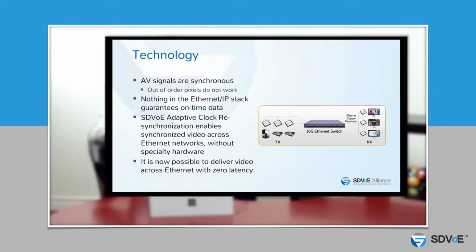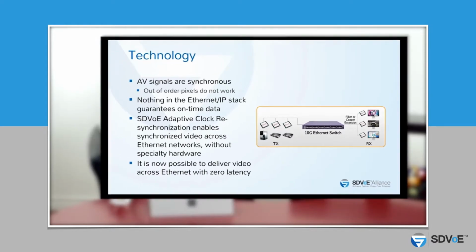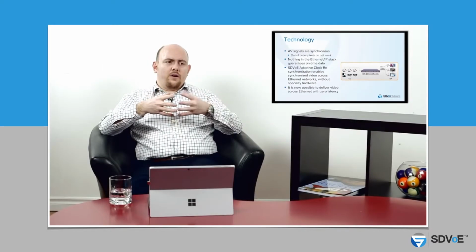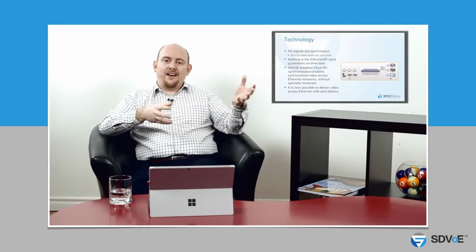And the final piece of this puzzle is we need a technology to deliver audio and video signal across an Ethernet network. The fundamental challenge is that audio and video, as we talked about earlier, are synchronous signals. Timing matters deeply to these signals' functionality. This is why doing it on a circuit switch is easy.